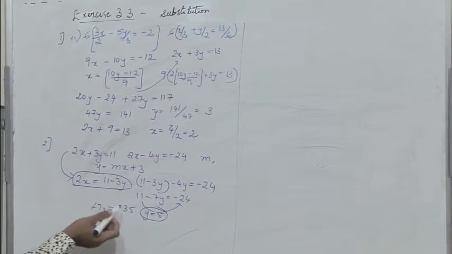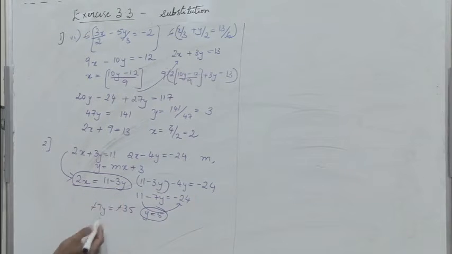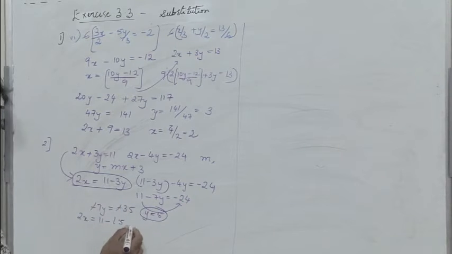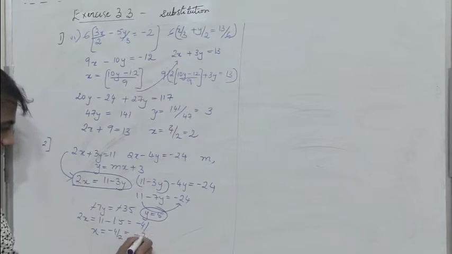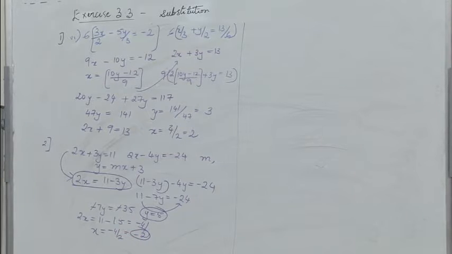So substituting the value of 5 here in this equation, I get 2x equals 11 minus 15. 5 3s are 15. So we get minus 4. So x is minus 4 by 2, which is minus 2. Right? So x is minus 2 and y is 5.